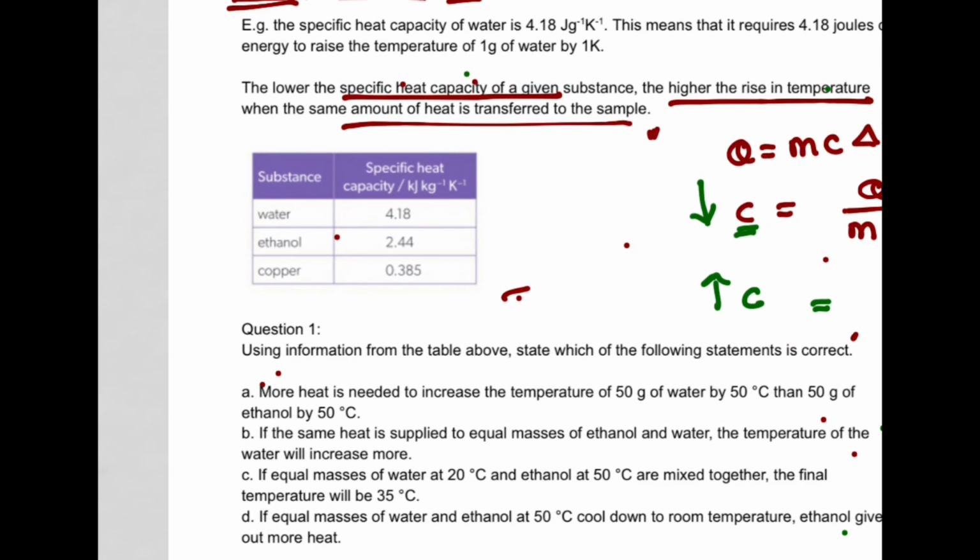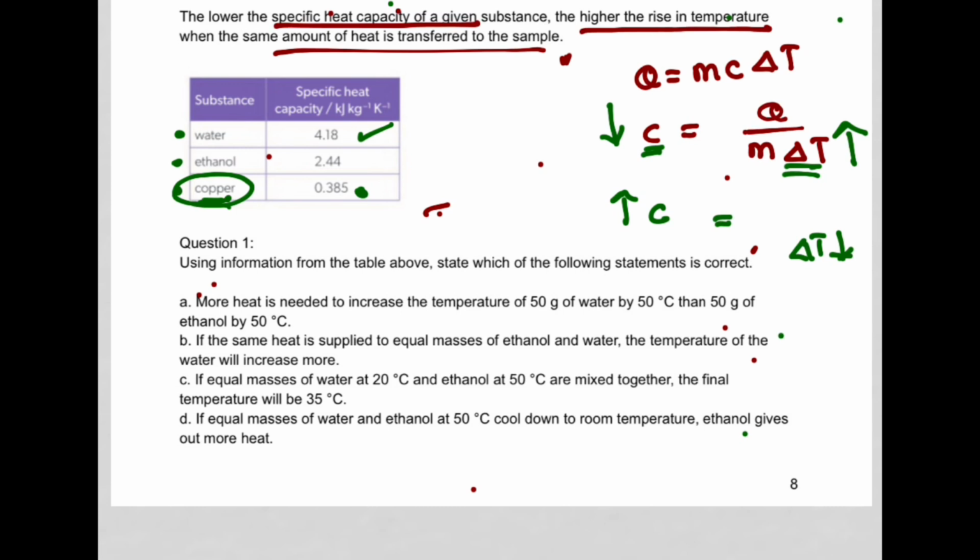So if you look at these three substances, water, ethanol, and copper, water has the highest specific heat capacity, and copper has the lowest specific heat capacity. And if you think, well, copper is a very good conductor of heat. So a small amount of heat results in a high change in temperature. Now, using the information from the table above, try to find which of these statements is correct. Pause the video, think about it, and then you can check your answer.